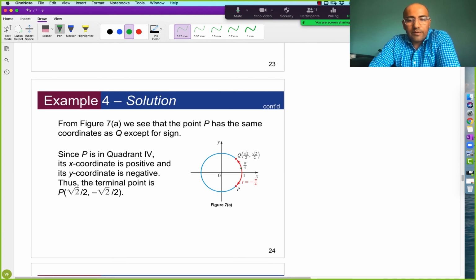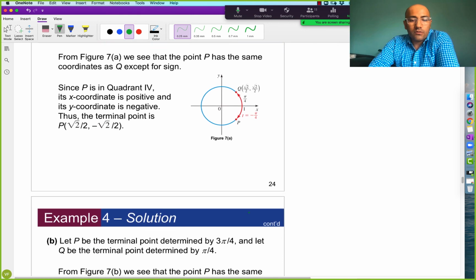Because these two are the same length away from the point (1, 0), we say that their results are related to each other. We just pay attention to the fact that the x-coordinate must be the same as that x-coordinate, and the y-coordinate is negative root 2 over 2. And we'll arrive at another point that also satisfies x squared plus y squared equals 1. Good.